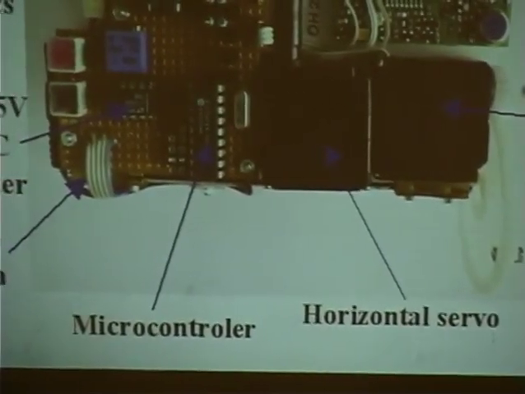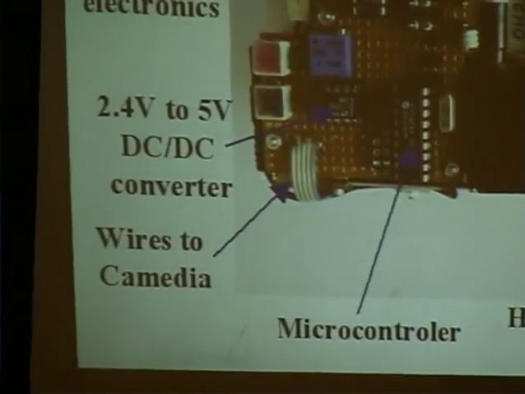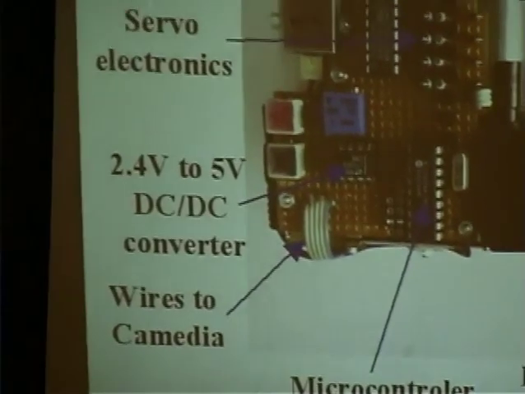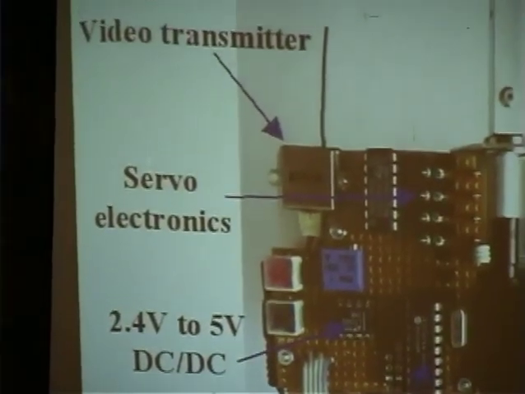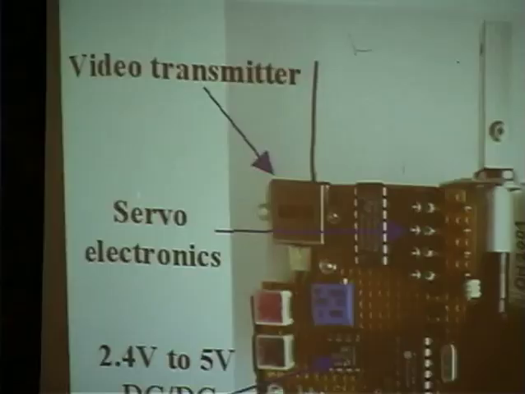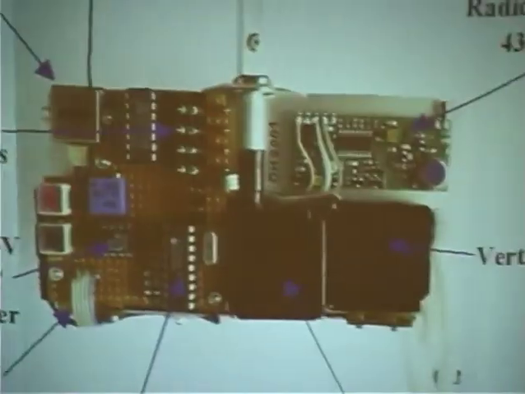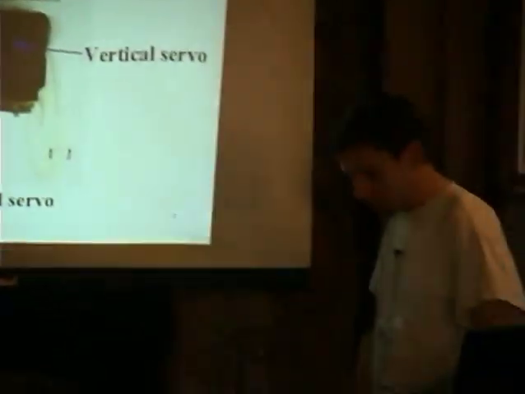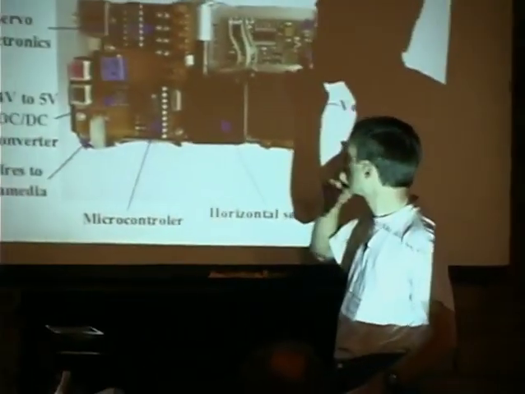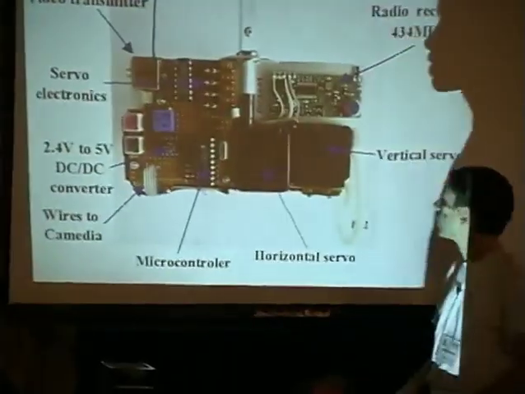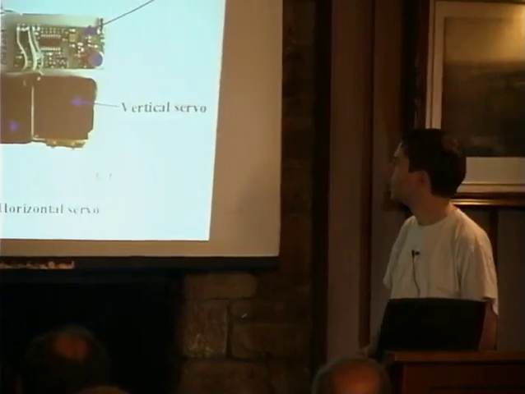Then here the two servos, one for vertical with a gear and one for horizontal. Both are modified servos without any electronic inside. They are modified to be able to turn a full round. The servos are controlled by the transistors, electronics we can see here.